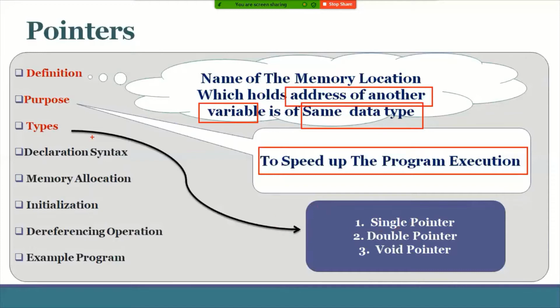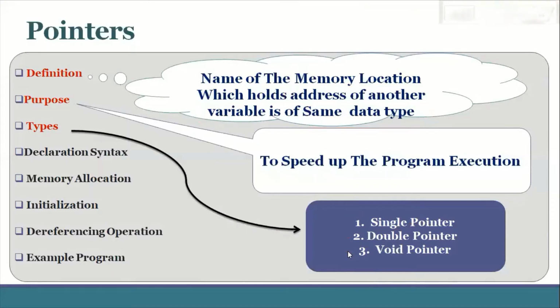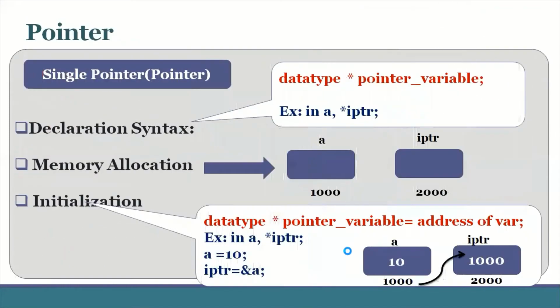Now, what are the different types of pointers? These are of three types. One is a single pointer, the second is a double pointer, and the third is a void pointer. This void pointer is also sometimes called a null pointer. What it is, we'll discuss in detail in the next slide.